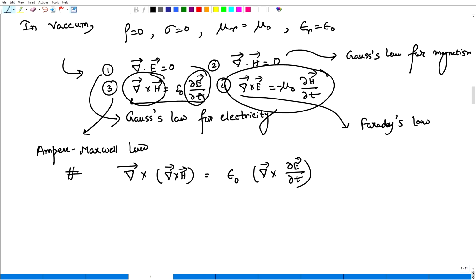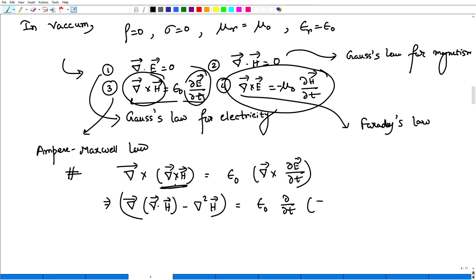Okay. So, this is our first equation. Instead of using the third equation we can easily write this. This is also epsilon 0. So, here we can write del cross h minus del square h plus an operator equals epsilon 0 del by del t of del e. Okay.